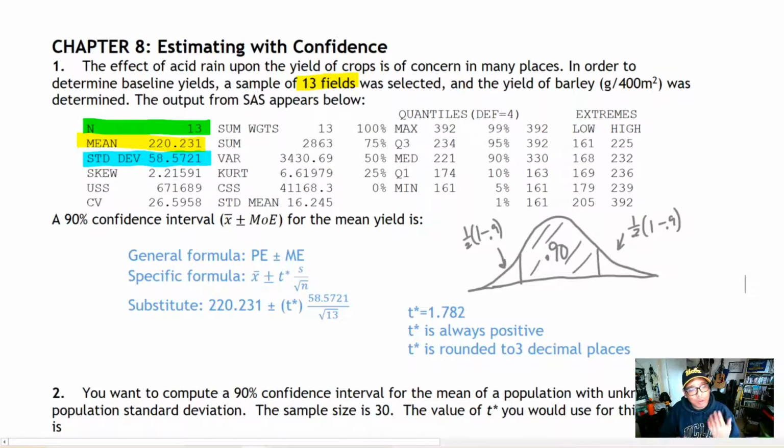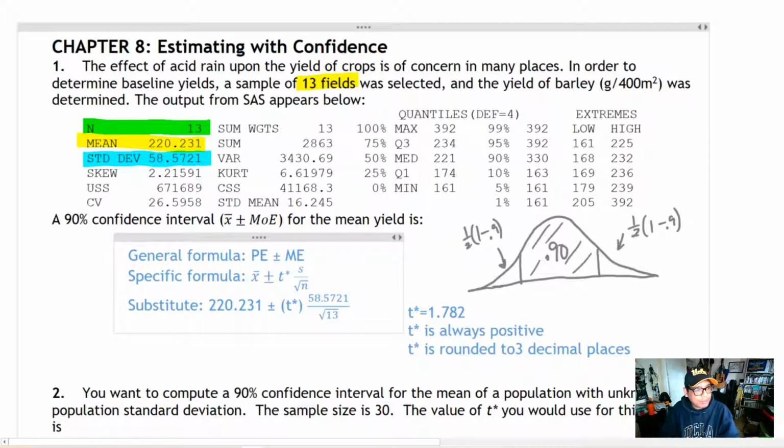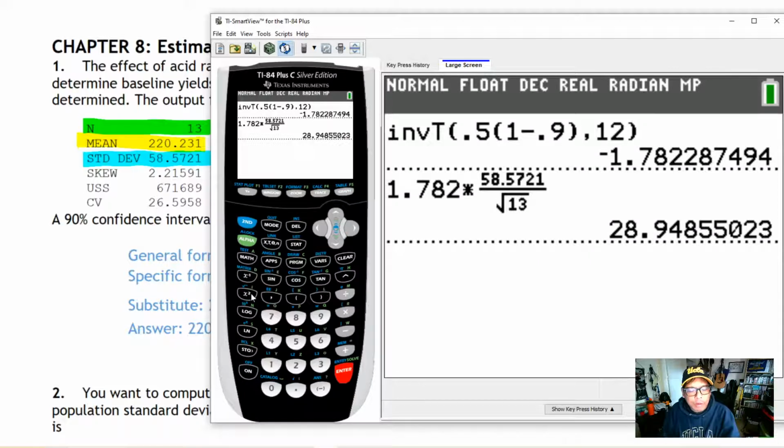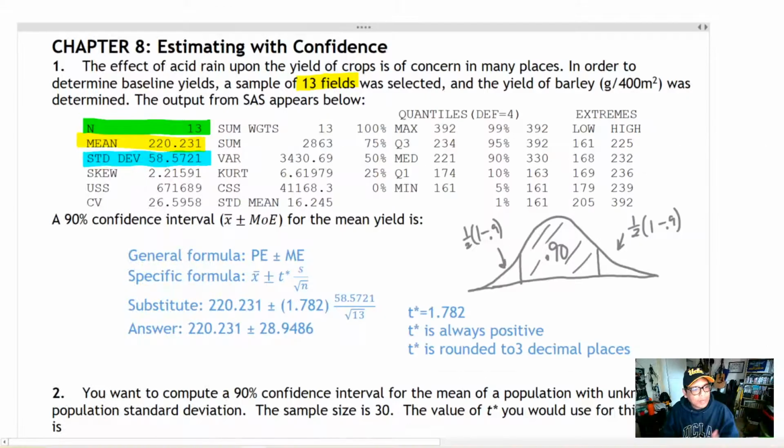Even though my calculator told me negative, t star is always positive, and while we're on the subject, t star and z star are both always rounded to 3 decimal places. So let's go ahead and substitute in over here, and then we'll multiply out that margin of error. Our margin of error will be 29.9486.